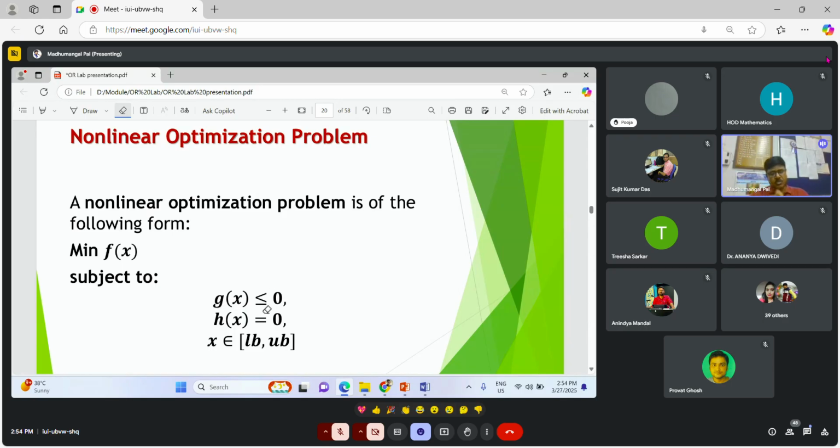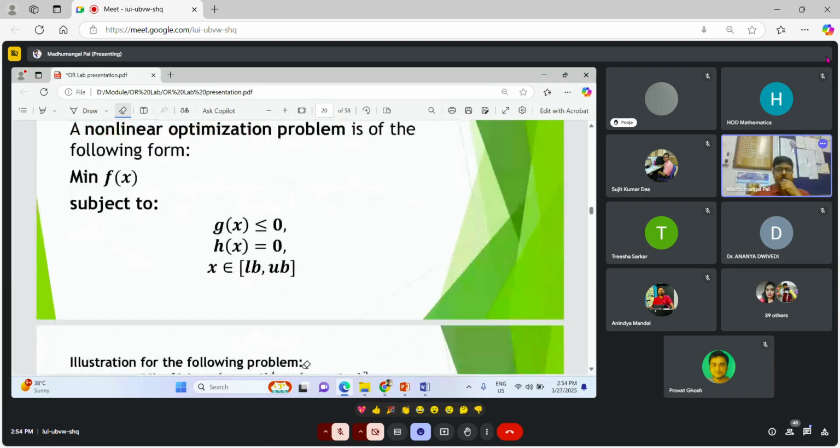So here g(x) less than or equal to 0. That means here also we classify two types of constraints. One is less than or equal to type and another is equal to type. This classification is also valid for linear programming, integer programming, or quadratic programming. So in all these cases, the constraints are considered as less than or equal to type and equal to type. But see that the right-hand vector must be 0. That means if there is something on the right-hand side, all the terms should be shifted to the left-hand side to make the right-hand side 0. So g(x), h(x) and f(x) all are nonlinear. And here also we can assign the lower bound and upper bound for the variables.